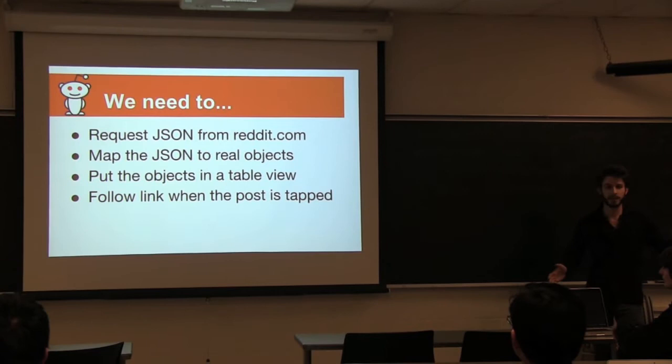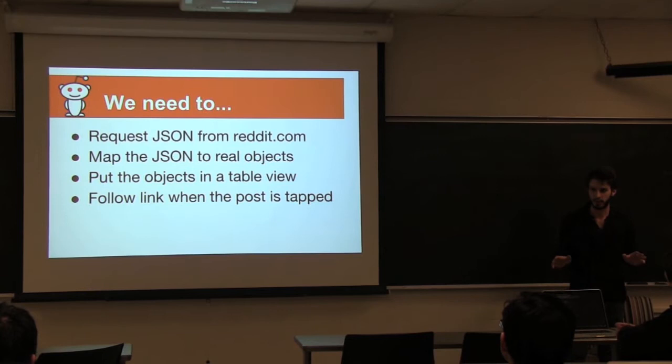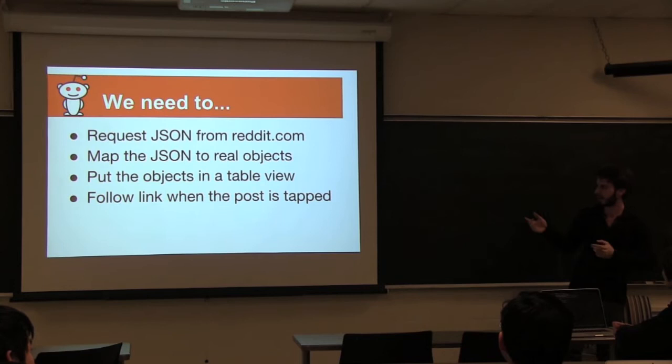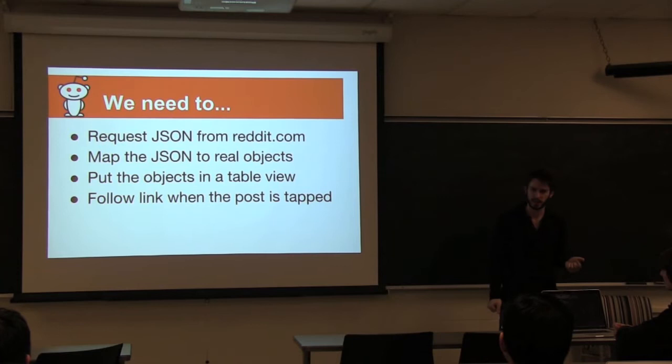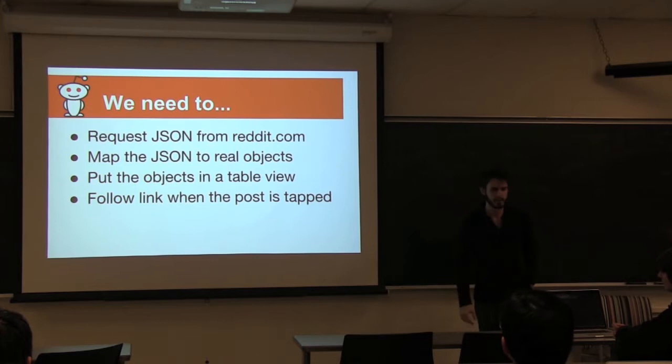So, to build this Reddit app, we're going to need to request JSON. Now, just by the way, I want to make sure you guys stop me at any point if I use something that you're not familiar with, like JSON, I'm guessing a lot of you might not have heard before. That's just short for JavaScript Object Notation. If you've heard of XML, it's similar to that, but better. It's just a way of representing objects in text. So that's what a lot of web servers use, like Reddit, to give us information.